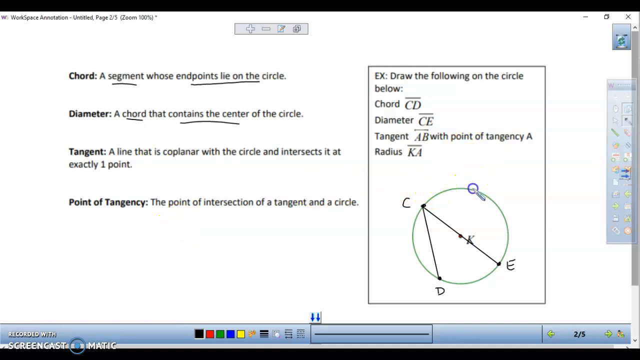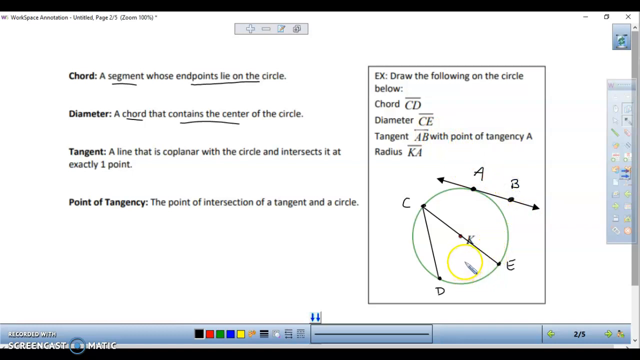So if I want tangent AB with point of tangency A, I'm going to call that point A. And I'm going to draw a line, because by definition it's a line, so I'm going to put little arrows on the end of it. And it would look something like this. There's my tangent. It touches the circle at one point, A. And we wanted to name it AB, so I'm going to put another point B on there.